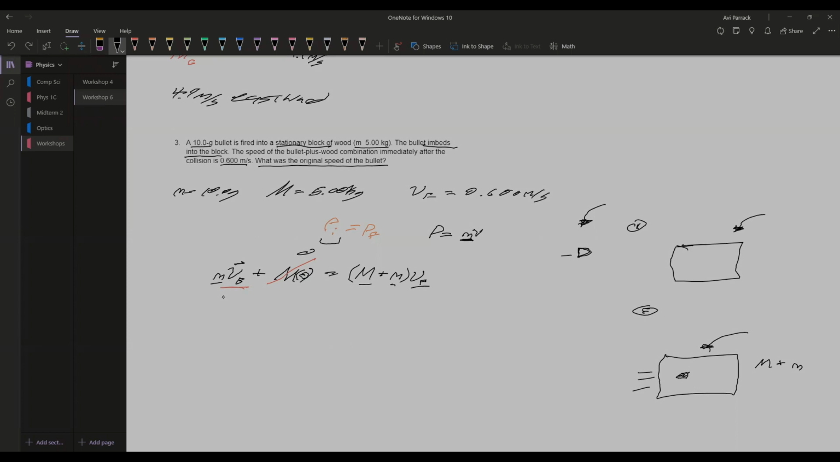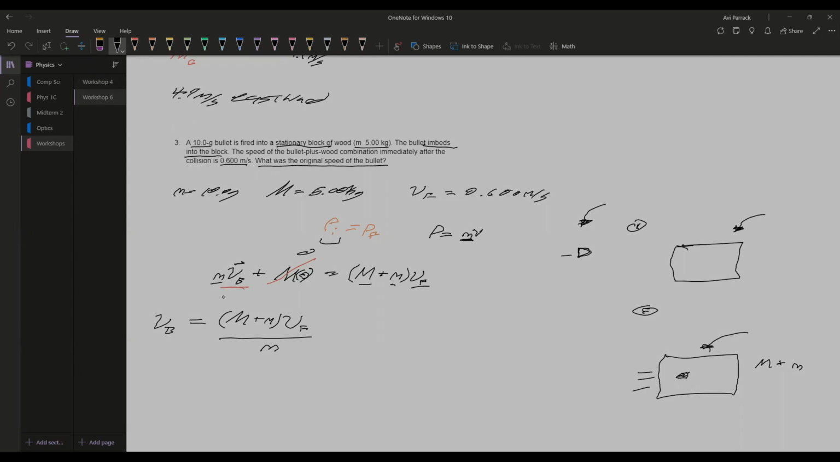So we just have to isolate VB, your basic algebra. Let's get VB alone. We're going to divide the left-hand side by m. And here we end up with m plus M times VF, divided by m, little m for the bullet, is going to be equal to VB. That was the speed that the bullet was initially traveling at.